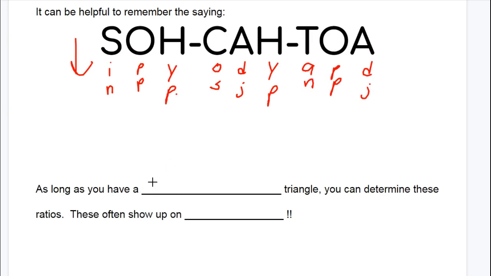Remember, as long as you have a right triangle here, you can determine these ratios. And these often show up on our friend the SAT. We're doing a lot of work to prepare you for that, so you score well on it. Let's take a look at a few examples.